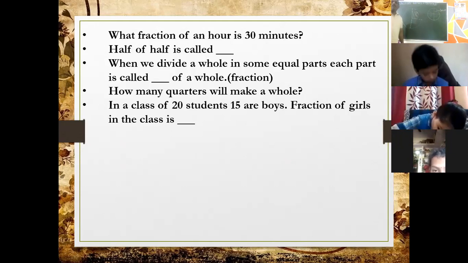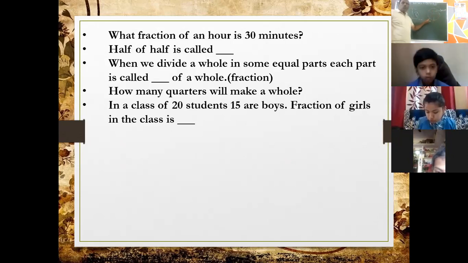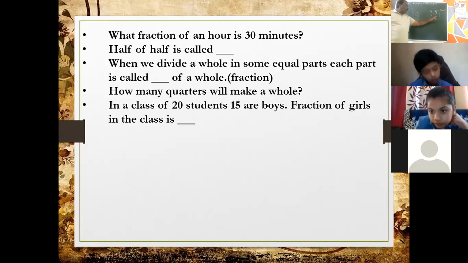How many quarters will make a whole? See, this whole thing was made into 4 equal parts. So each part is called a quarter. How many quarters will make the whole thing? It is clearly mentioned here. 1, 2, 3, 4. 4 quarters will make the complete whole. If 2 quarters are taken, it will become half. If all 4 quarters are taken, then you will get the full one.